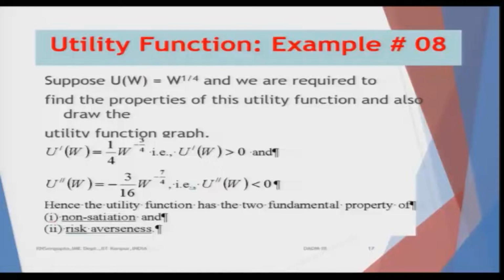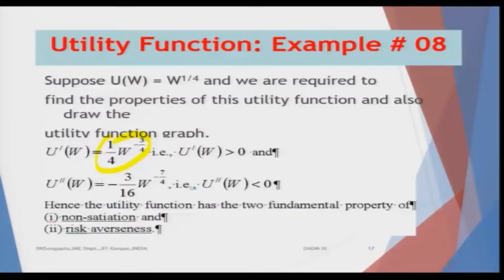So, consider an example. Suppose u, the utility function, is w to the power 1/4, and we are required to find the properties of the utility function and also draw the graph. So u prime, you differentiate that, becomes 1/4 w to the power minus 3/4. As w is positive and 1/4 is positive, this whole value is greater than 0. So the first derivative is greater than 0, which satisfies the first property, the property of non-satiation.